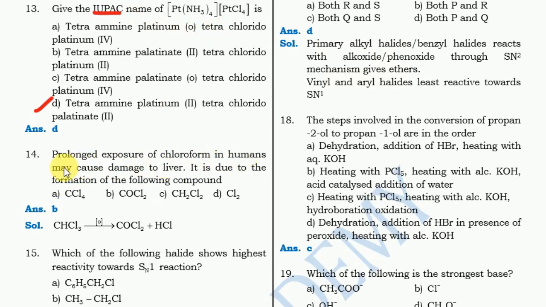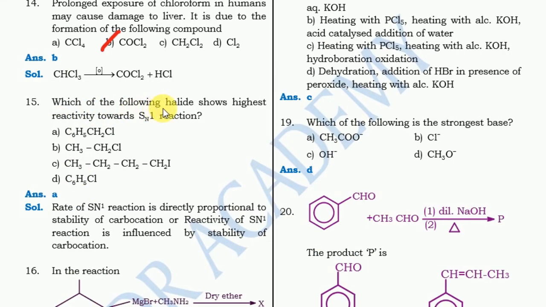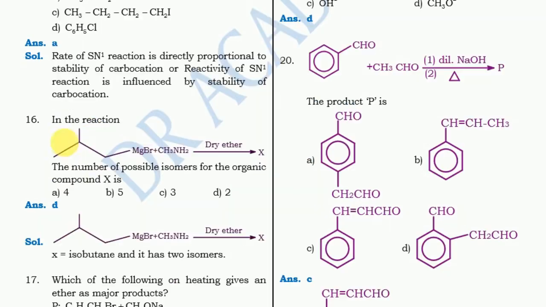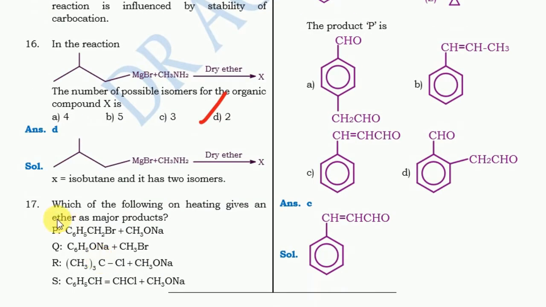Okay, next one: which of the following halide shows highest reactivity towards. For this one the correct answer is option A. For this question the correct answer is option D, 2. Okay, look for the keyword possible isomers. Okay, next one: which of the following on heating gives an ether as major product. For this question the correct answer is option D, both P and Q.